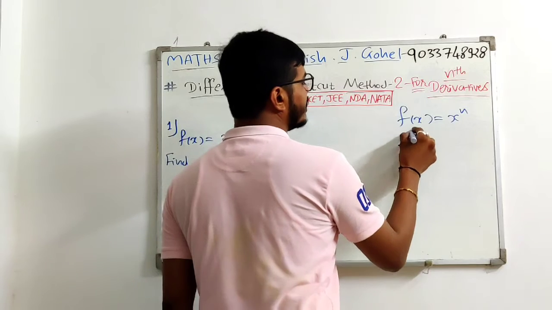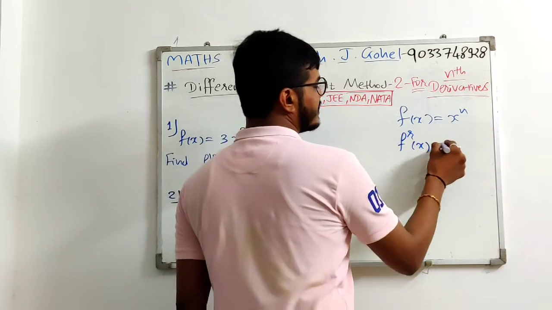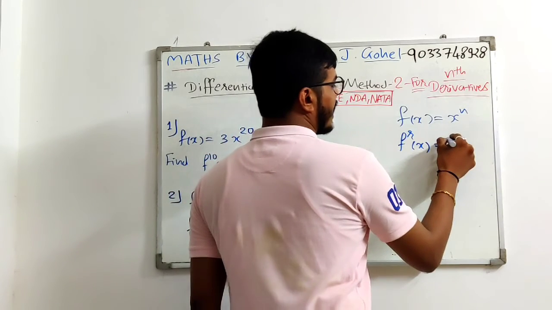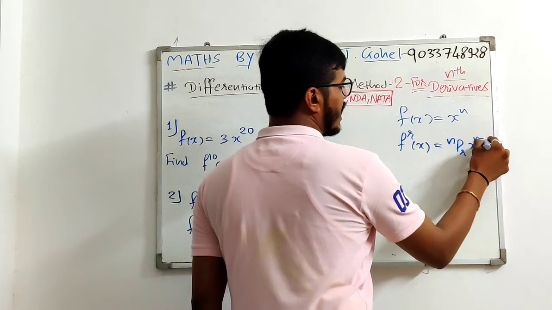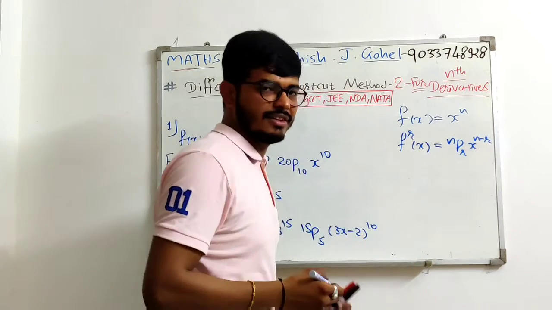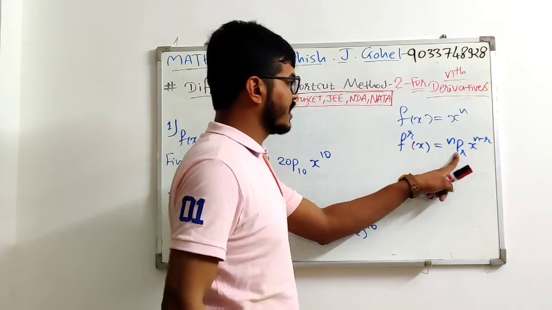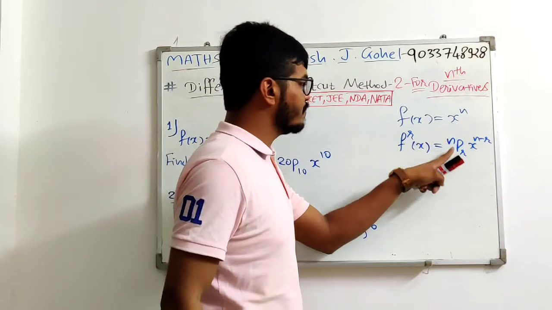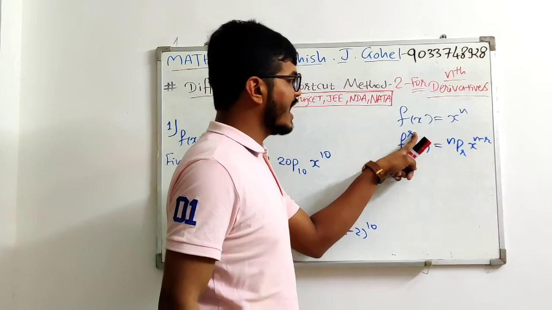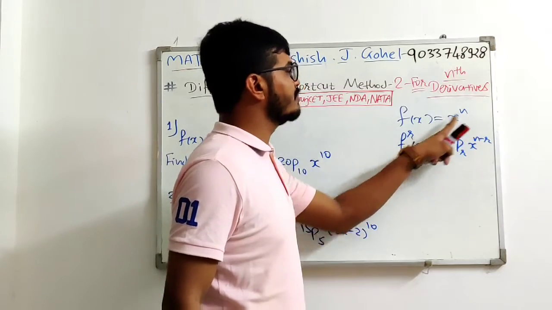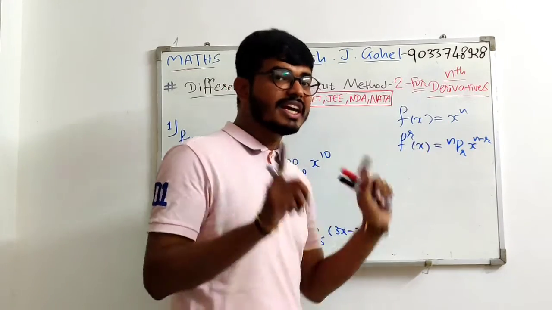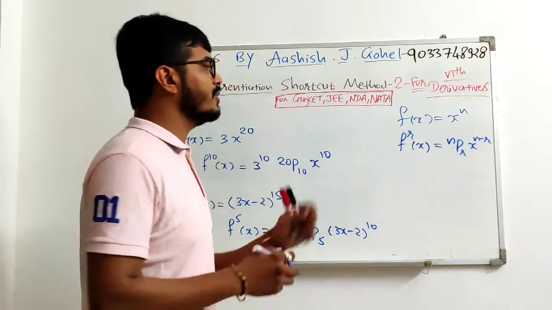So the formula will become f^(r)(x) is equal to nPr x raised to n minus r. The permutation nPr, and on the power of x we will subtract these two numbers. Now if only x is given, then you can apply this formula.